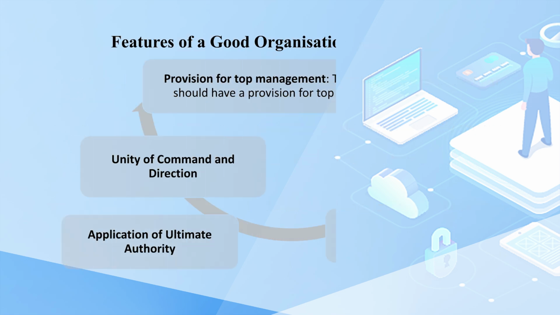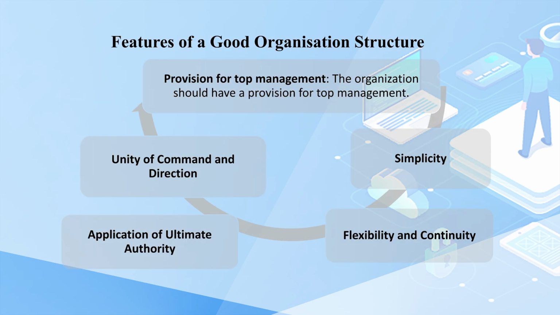And a feature of a good organizational structure is a provision for top management. The organization should have a provision for top management. The unity of command and direction, simplicity, avoidance of multiple ultimate authority, flexibility, and continuity.